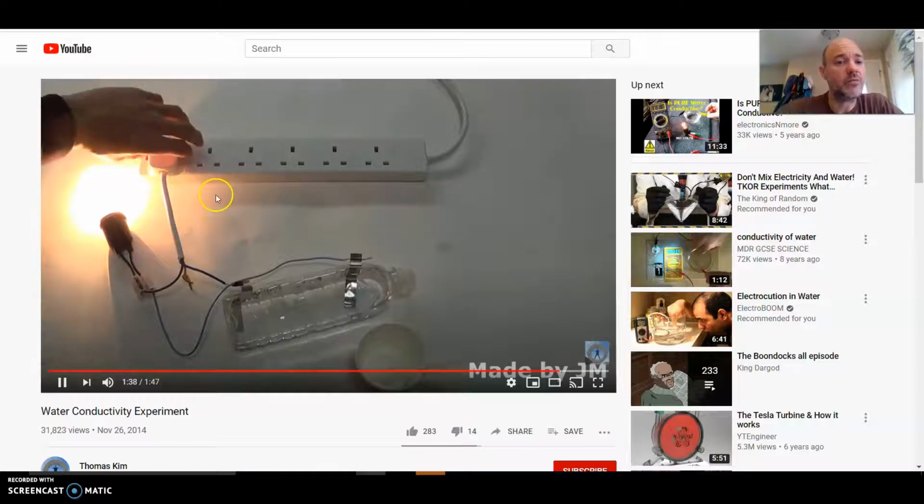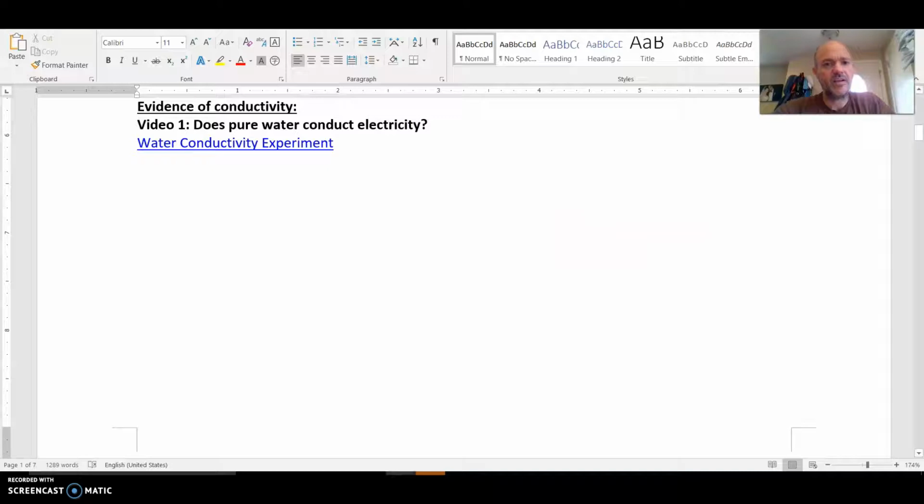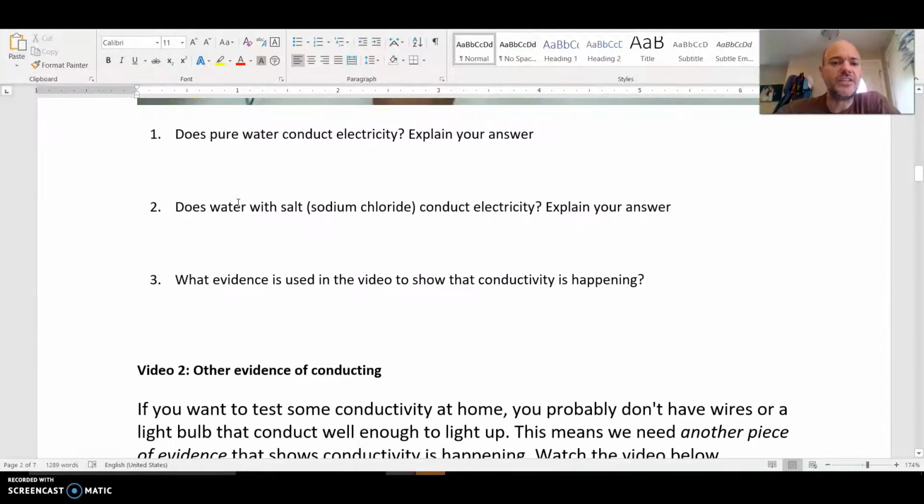So I am going to go ahead and pause that and switch on back. So thinking about these questions we have underneath this, does pure water conduct electricity? Explain your answer. How do you know that? Does water with salt, which is sodium chloride, conduct electricity? Explain your answer. What evidence is used in the video to show that conductivity is happening? How do we know when electricity is flowing through the substance? So conductivity is the ability for electricity to flow through a substance.